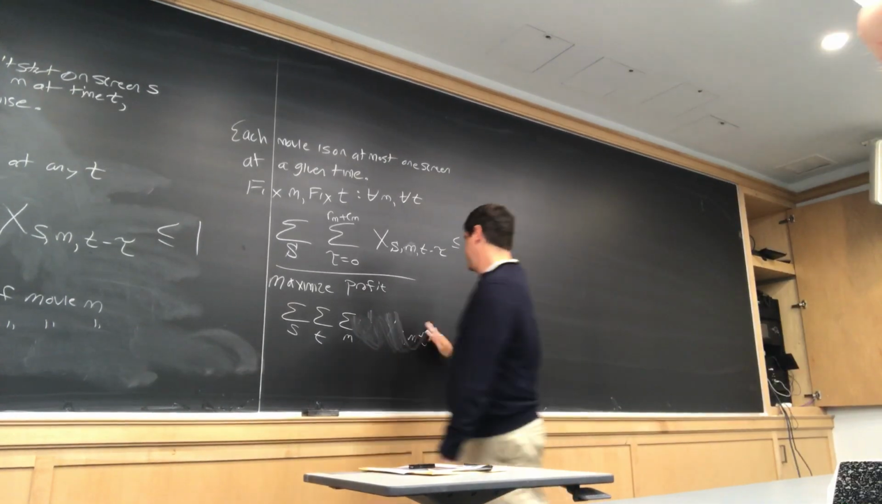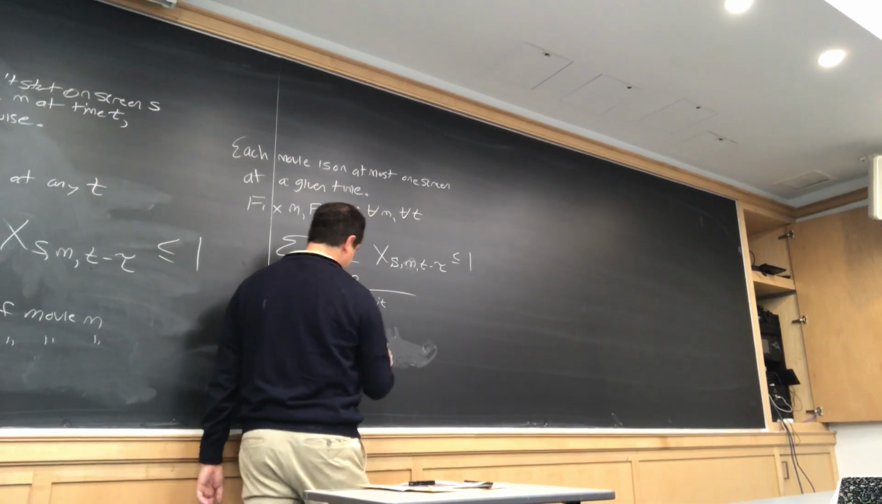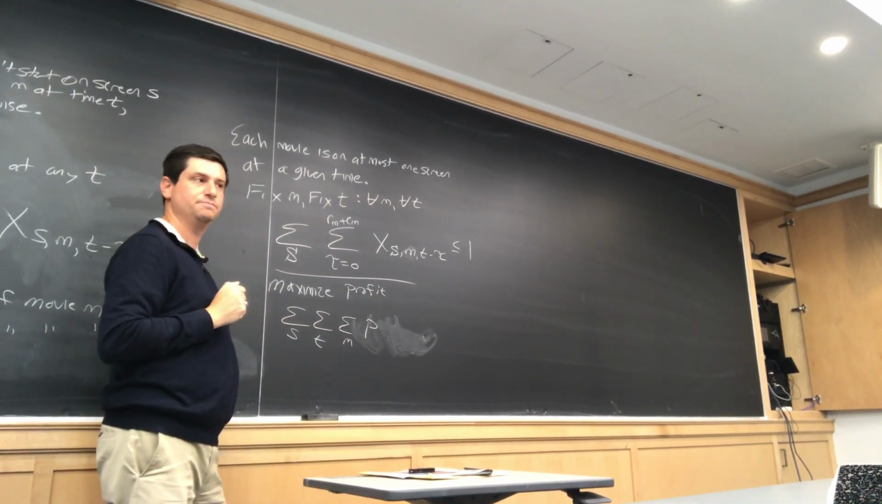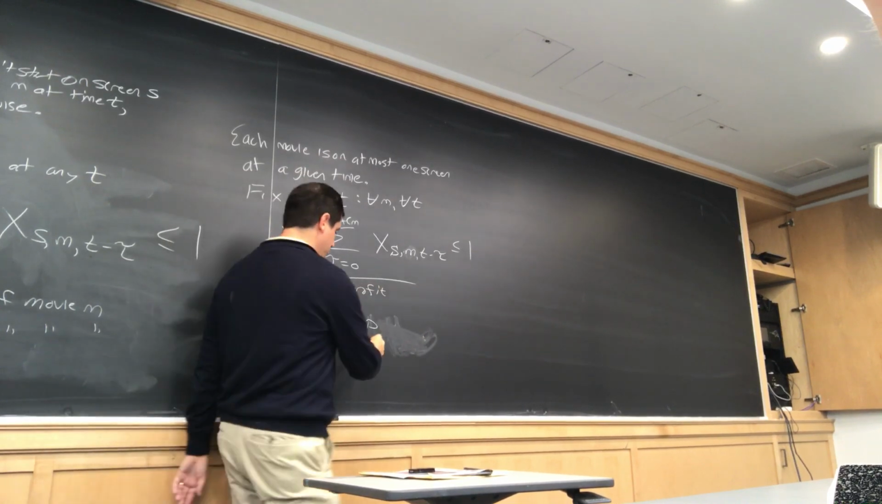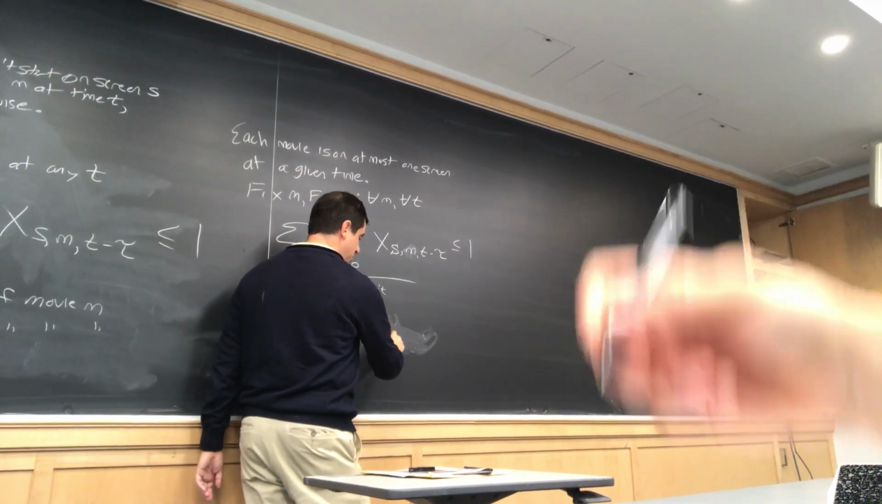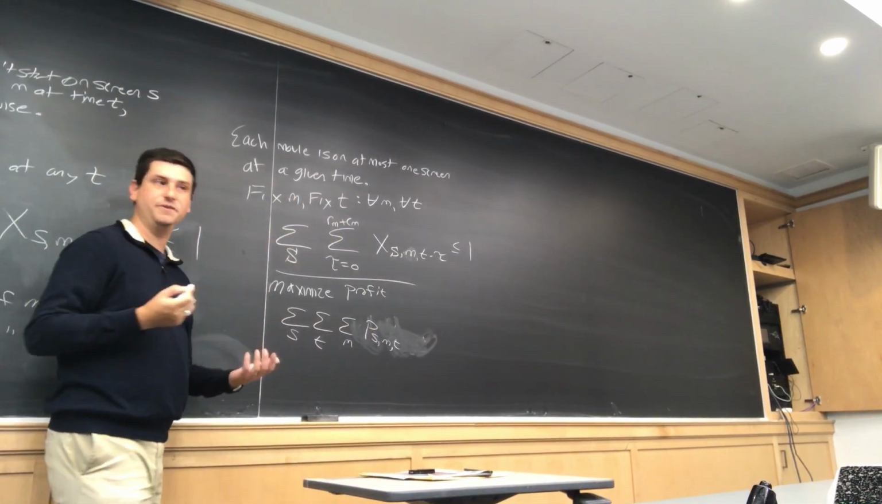So I'll do it as price. Is the price going to depend on the screen? Maybe, because you might have the luxury, so price could depend on screen, it could depend on the movie, it could depend on the time of day. But that's fine, it's just going to be some fixed parameter.